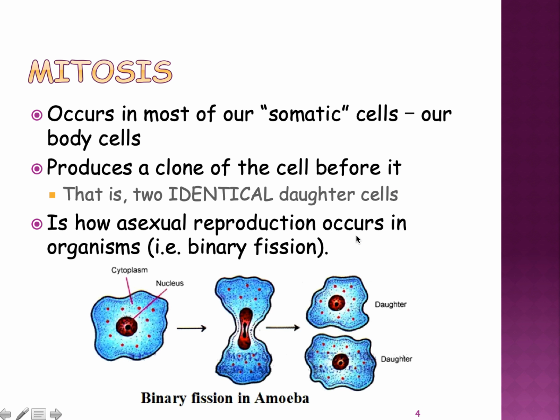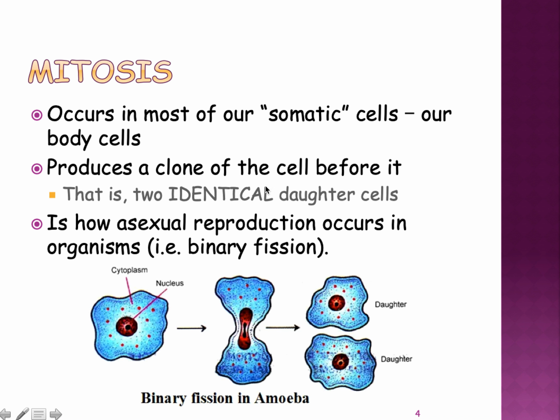Okay, important to know about mitosis is that it occurs in most of our somatic cells. Another word, what somatic cells are, body cells. So our skin cells, our cells in our liver, the cells in our stomach, all those places, everywhere that you can think of, are our body cells. They're different from our sex cells or our gametes, but mitosis is exclusive to somatic cells.